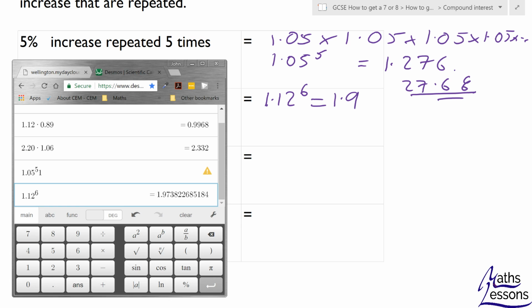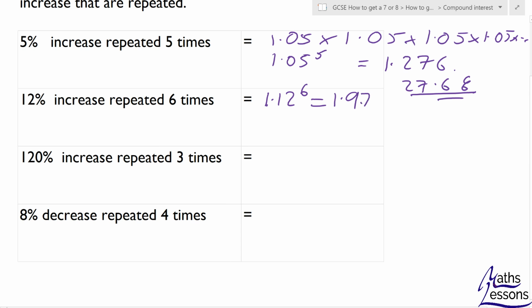Was that 1.9738? So that's going to give me 197.38. So that's going to be a 97.4% increase. Now 120%, so we've got a multiplier of 2.2, and we're going to do that to the power of 3.